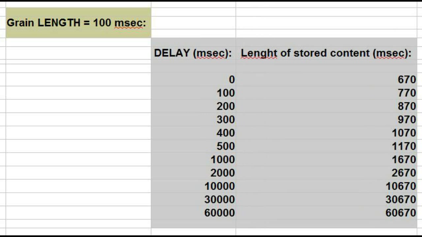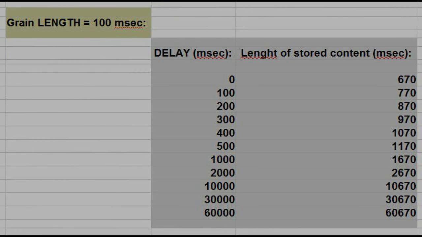At a given grain length, here it is 100 milliseconds, the amount of delay adds 1:1 to the amount of sound CrusherX will save from the buffer. 100 milliseconds more of delay corresponds to 100 milliseconds more of stored sound.